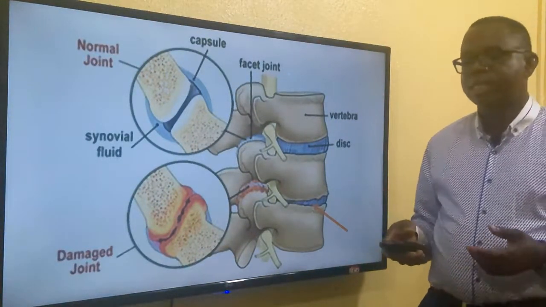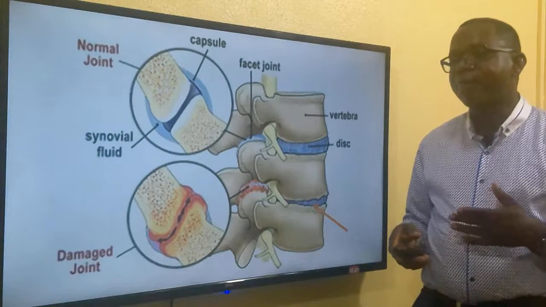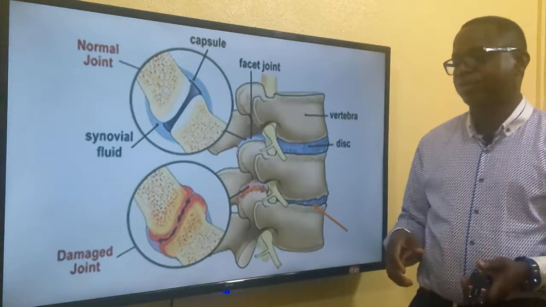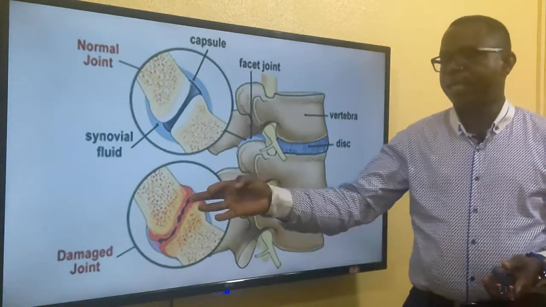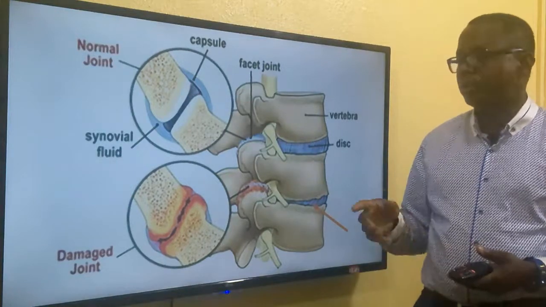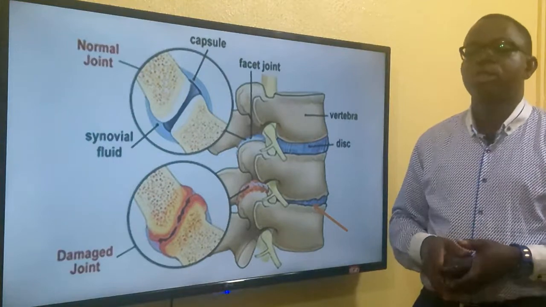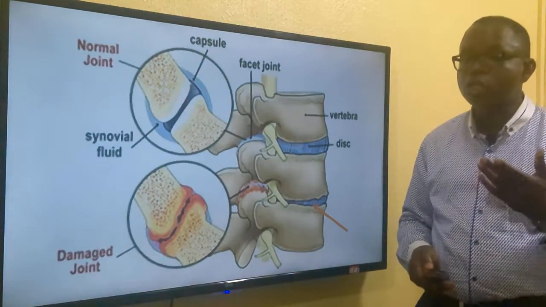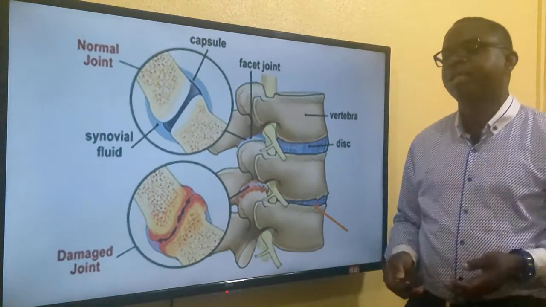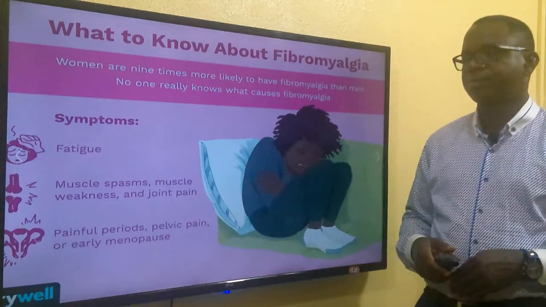Also in the spine, just as I mentioned, one can have arthritis of the facet joints, like here, where the bones of the back are united in a joint. Such a joint can suffer arthritis, which can contribute to the low back pain many people suffer.